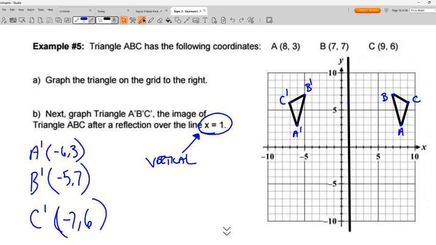The letters aren't going in the same order. If you look at triangle ABC and go clockwise, A, B, C. But if you do the same thing on triangle A prime, B prime, C prime, A prime, C prime, B prime, the letters aren't going in the same direction. So the orientation wasn't preserved, but the two triangles are congruent to each other.